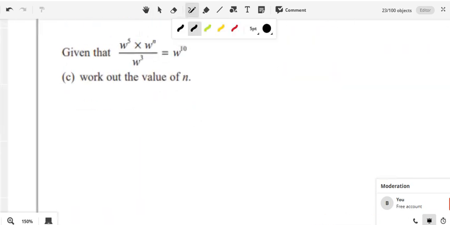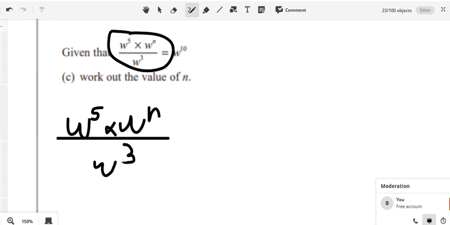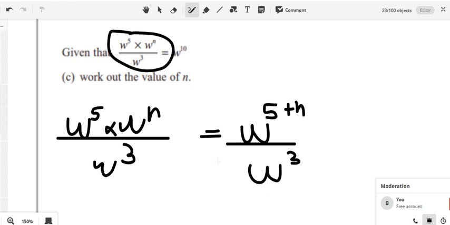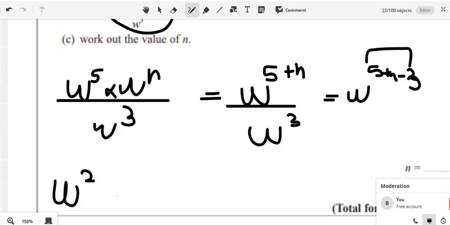So if you look, we will do the left hand side first. w to the power of 5 times w to the power of n over w to the power of 3. Bases are same, we can add the powers on top, so 5 plus n, over w to the power of 3. What is a base? The number or variable that contains the power. So w to the power of 5 plus n minus 3. Now 5 and 3 are constant numbers. 5 minus 3 is 2. So w to the power of 2 plus n.